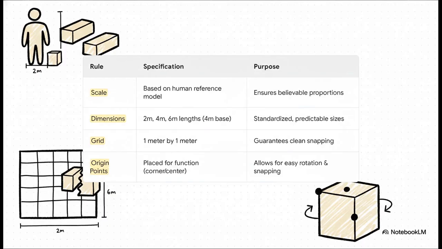Now, these 4 simple rules you see here, they are the absolute bedrock of the entire system. First, everything is scaled based on a human reference, so the proportions always feel right. Second, the dimensions are all standardized, 2 meters, 4 meters, 6 meters, so everything is predictable. Third, a strict 1-meter grid means every single piece snaps together perfectly, no gaps, no fuss. And finally, the origin points, where the object pivots from, are placed strategically on corners or in the center, which makes snapping and rotating them just incredibly intuitive.